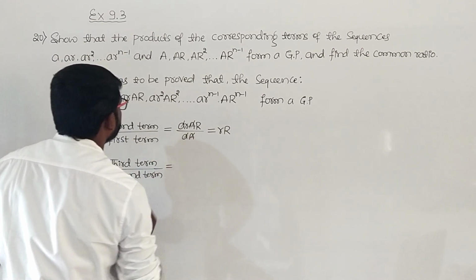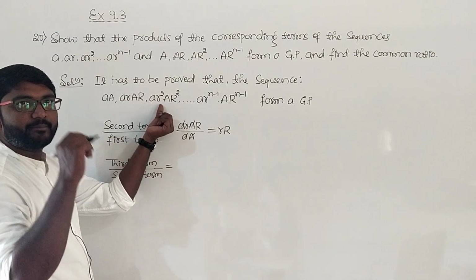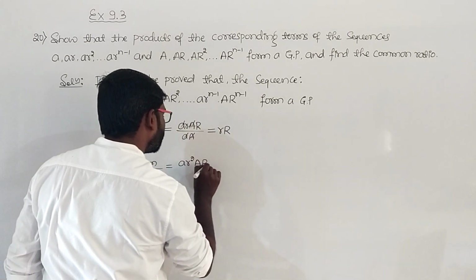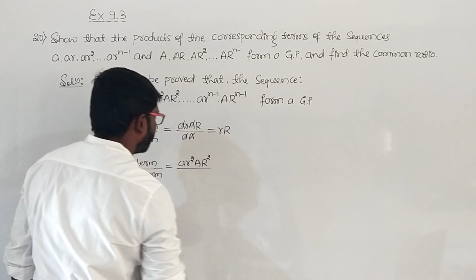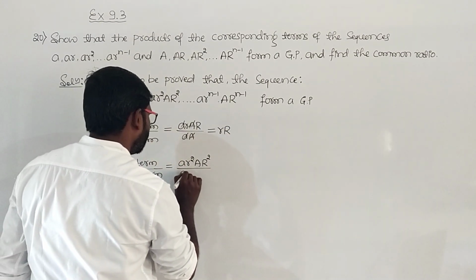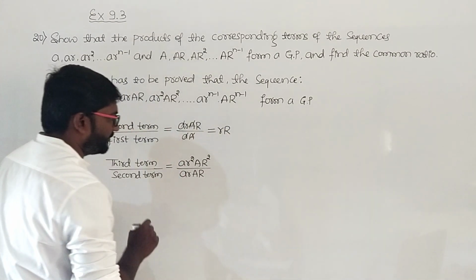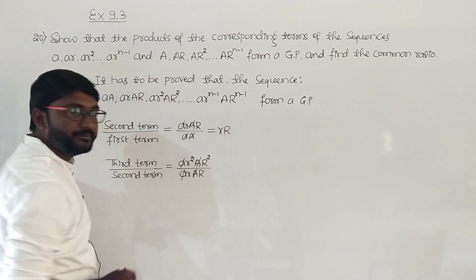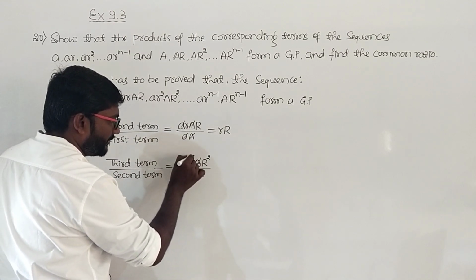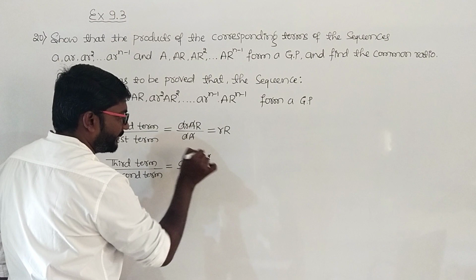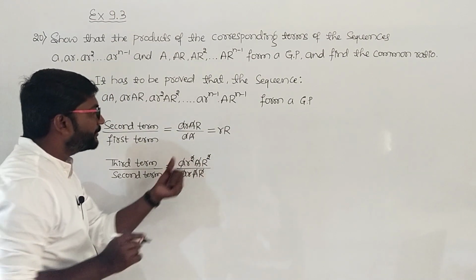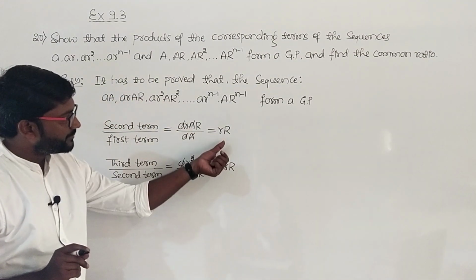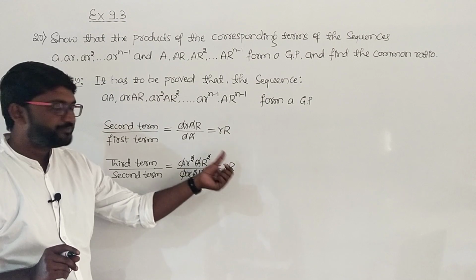What is the third term here? It is A into R square and capital A into capital R square, divided by the second term, which is AR, capital A R. So now which terms get cancelled? Small a and capital A cancel, small r and one small r cancel, and capital R and one capital R cancel. We have R into R here, small r into capital R. So observe the ratio here, it is the same.